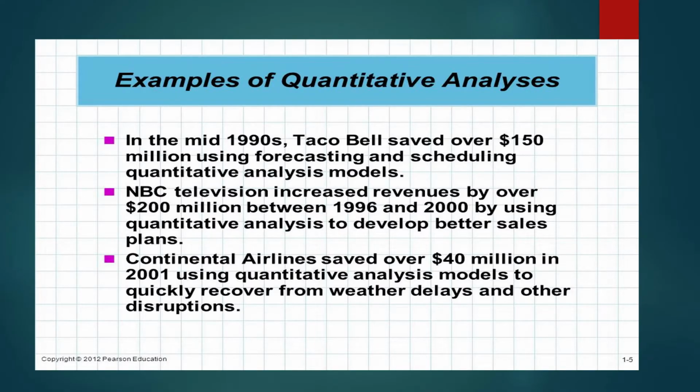Here's some examples of quantitative analysis. In the mid-1990s, Taco Bell saved over $150 million using forecasting and scheduling quantitative analysis models. So you can see this has major impact for corporations and businesses. NBC increased revenues by $200 million, and Continental Airlines saved over $40 million using quantitative analysis models. So this is some powerful stuff here. And of course, the objective of this course is to help you see how you could implement some quantitative analysis in your workplace, in your life, to be more effective.